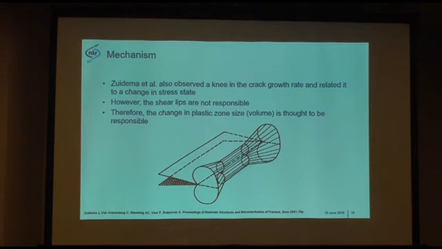Zuidema at the TU Delft already also observed this knee in the crack growth rate and related it also to a change in stress state. However, they investigated it and they saw that the shear lip is not responsible for this change, but the mechanism behind the shear lip is probably responsible. And we think that it is the change in the plastic zone size, so really the volume, that is responsible for this change. So this is the plastic zone size in plane strain condition, and here you go to a different volume in plane stress. And it is thought that the change in volume is responsible.